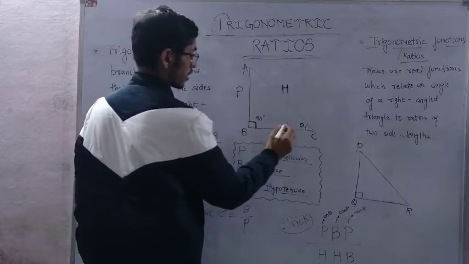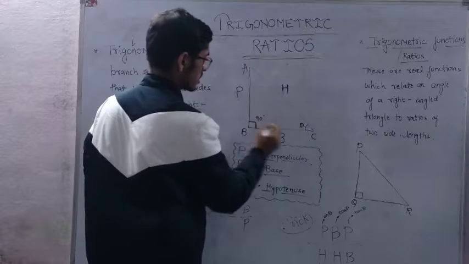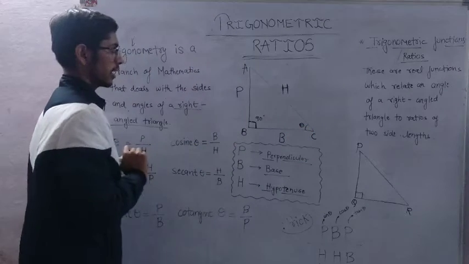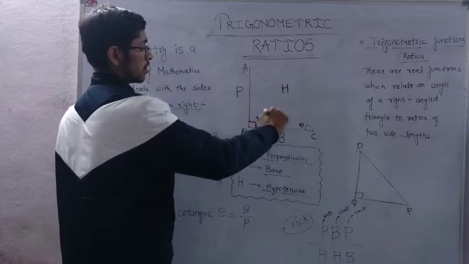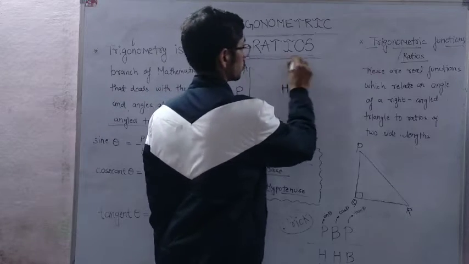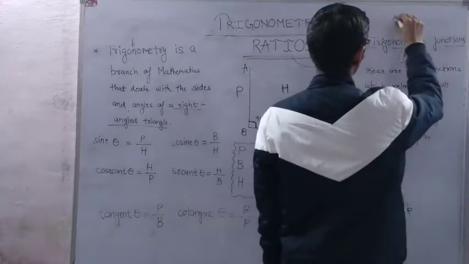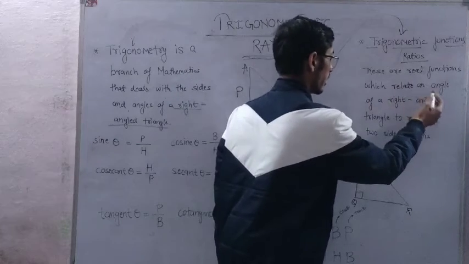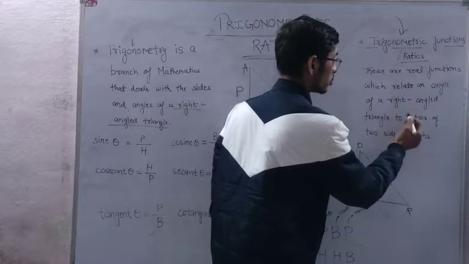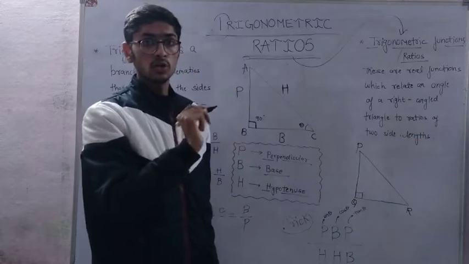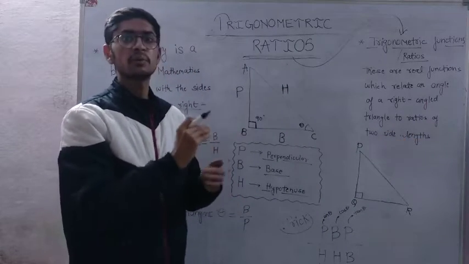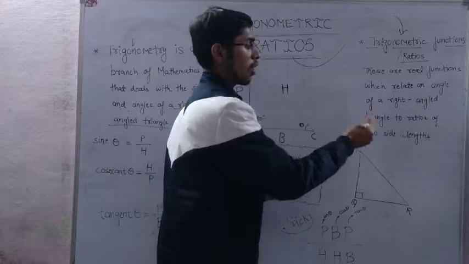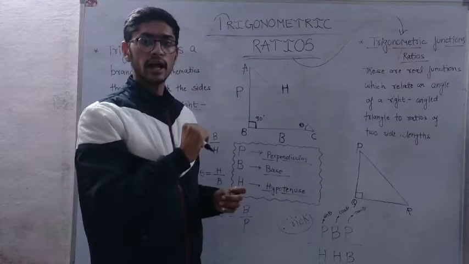Here the sides AC and BC form an inclination angle, which is called theta. So here we have learned about the right angle triangle. Now comes the ratio. Trigonometric ratios are also known as trigonometric functions. These are real functions which relate the angles of a right angle triangle to ratios of two side lengths.